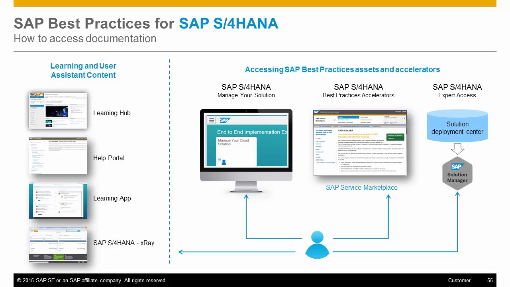SAP Best Practices assets and accelerators can be accessed in 3 different ways, either directly through the Manage Your Solution Fiori application, through SAP Service Marketplace, or customers can deploy their complete SAP S/4HANA implementation project in their own Solution Manager instance through the Solution Deployment Center.